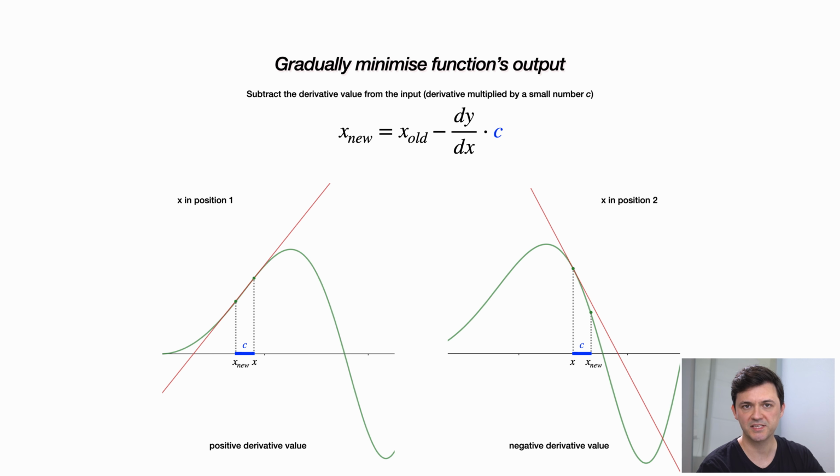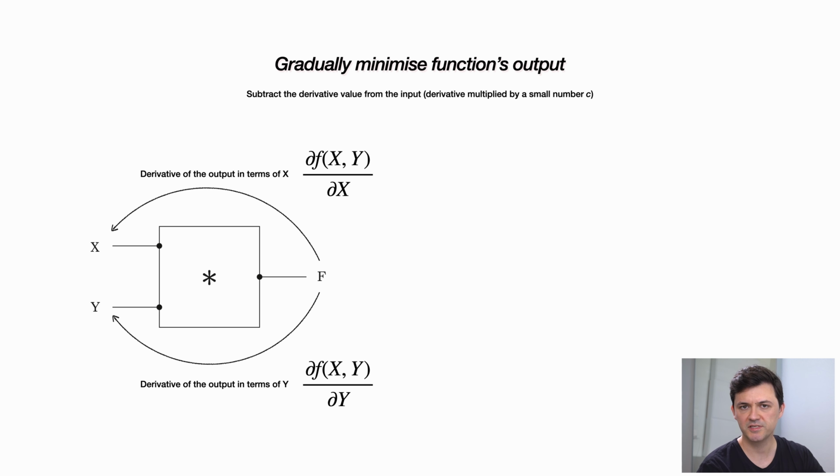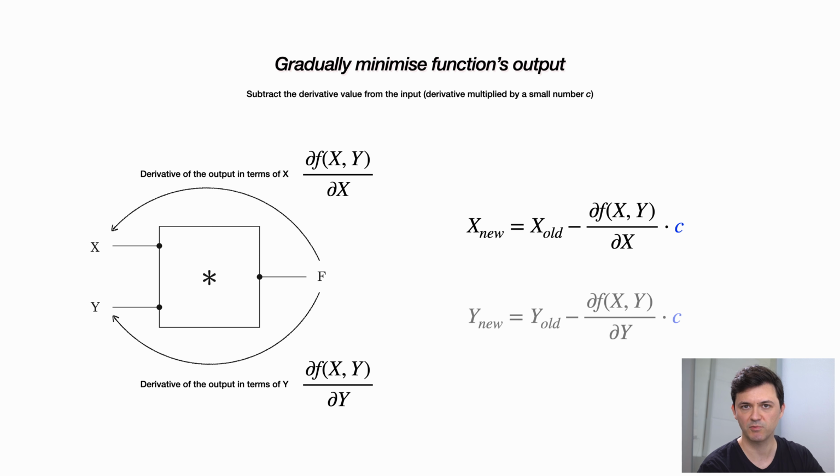If we want to minimize a multi-valued function f, the process is nearly the same. For each input, we subtract the corresponding partial derivative, multiplied by a small number c. We get new inputs, x new and y new, and if we multiply them together, the result f will be a lower number than before.